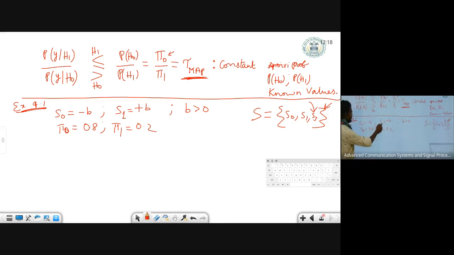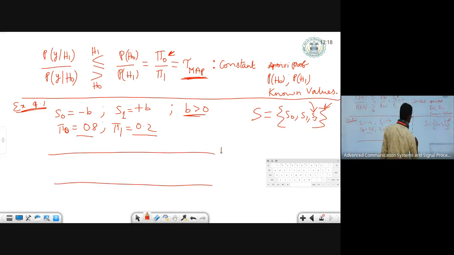S0 is equal to minus b, S1 is equal to plus b, and b is greater than 0. Now pi naught is equal to 0.8, and pi 1 is 0.2. We are supposed to have the detection at the receiver end. This is the receiver and this is the transmitter end. Whatever this information is, it is at the transmitter end only. These two are the symbols that I am going to transmit. Pi naught, the probability of occurrence of the symbol S0, he has given us 0.8. So everything is known at this point.